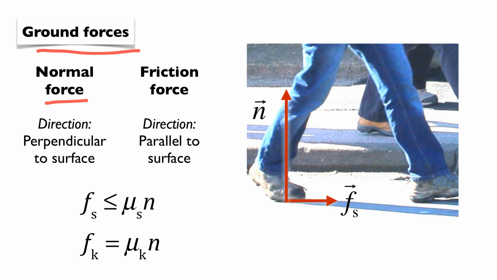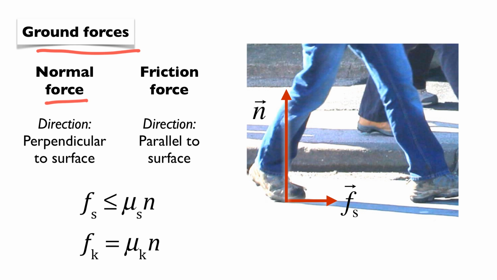And when you're walking, the friction force is the thing that propels you forward. It has to be, because the force propelling you forward is parallel to the ground, and we know that the force parallel to the ground is the friction force. Imagine you were trying to walk on really slick ice where there's no friction. You're not going anywhere. It's the friction force that moves you forward.